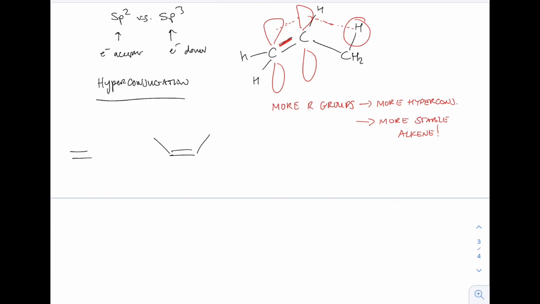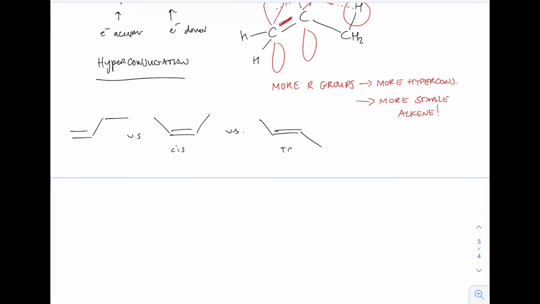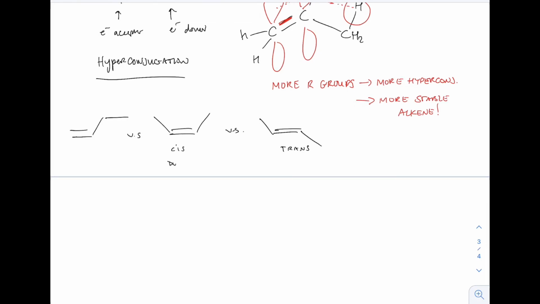Okay, so let's go ahead and draw out just 3 different isomers of an alkene. So we've got 4 carbons and 1 pi bond, right? So the ones on the right are cis and trans isomers, and this one's disubstituted, so is this one, right? But the one on the left is monosubstituted and it's just a different alkene in general, right? So constitutional isomer.